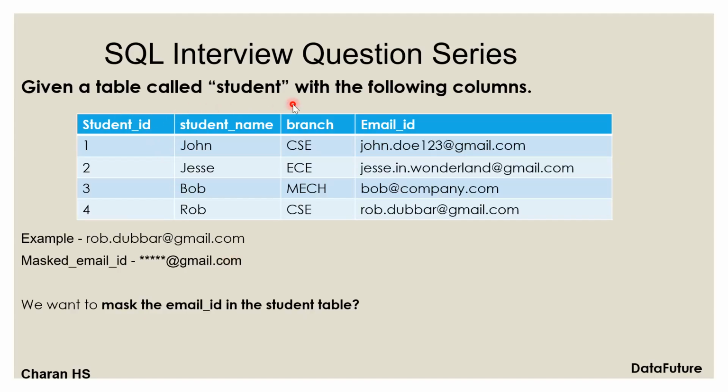Given a table called student with the following columns: student ID, student name, branch, and email ID. We want to mask the email ID in the students table. Here we can see the example. This is the complete email ID, and here we need to mask a piece of the text from the email ID. Let's see how to write a SQL query for this.